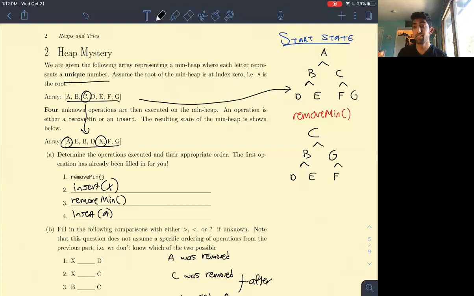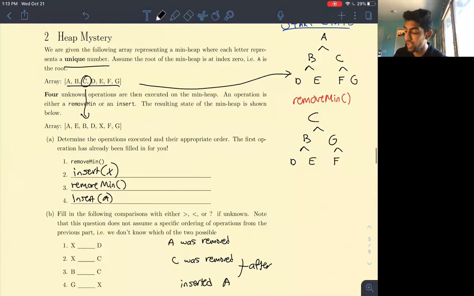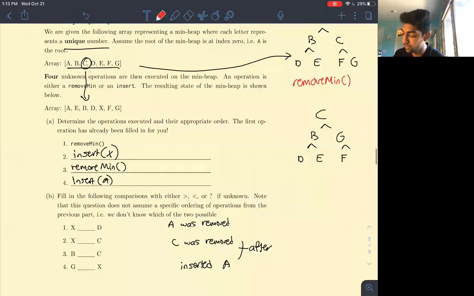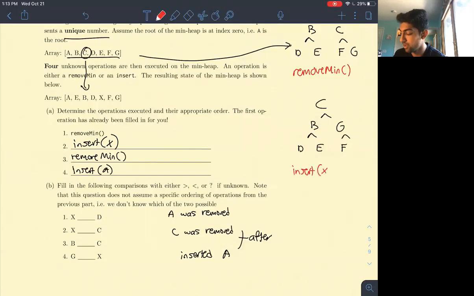I'm going to be choosing these decisions so that the end state is actually achieved. Because we don't really know if B is greater than C or C is greater than B, but we do know that eventually we need to get to this end state. So I'm going to be making decisions based on that fact. After doing remove min, we have this state of the heap. The next thing that we want to do is insert X.